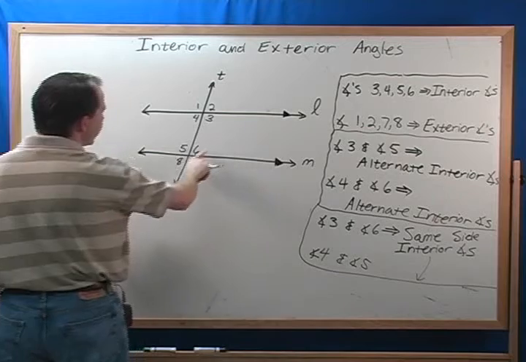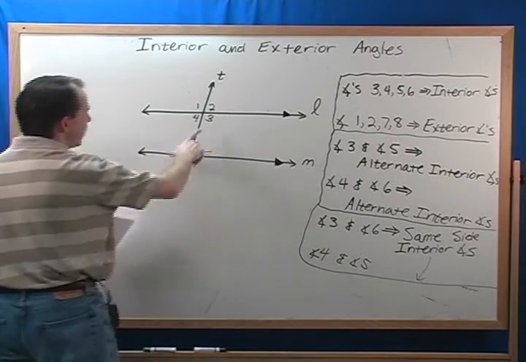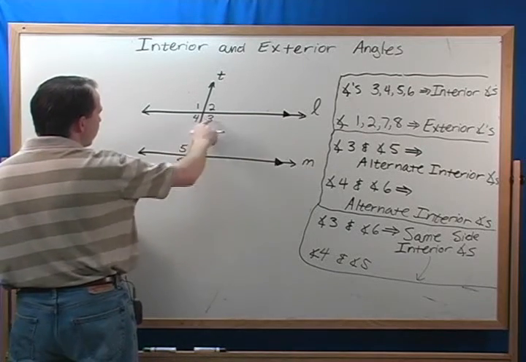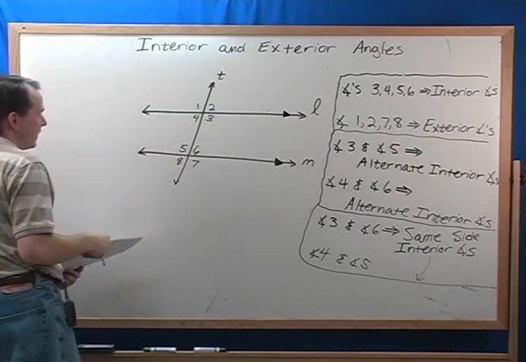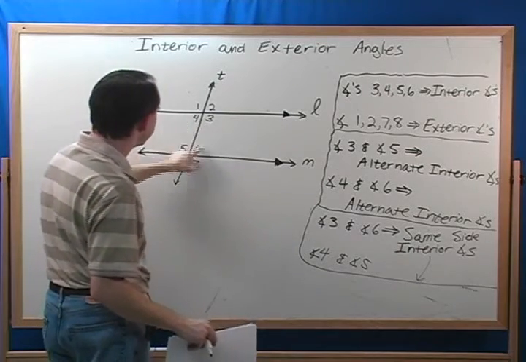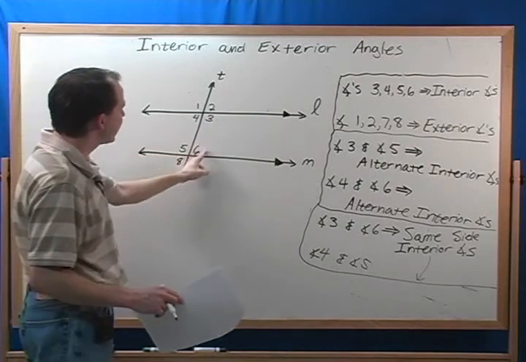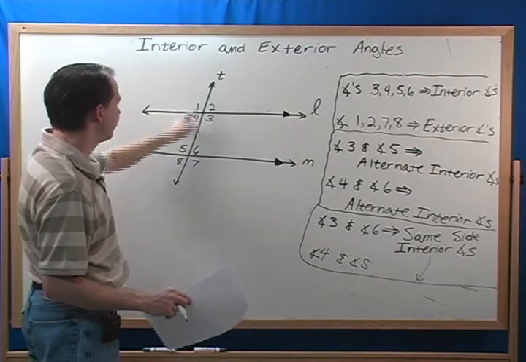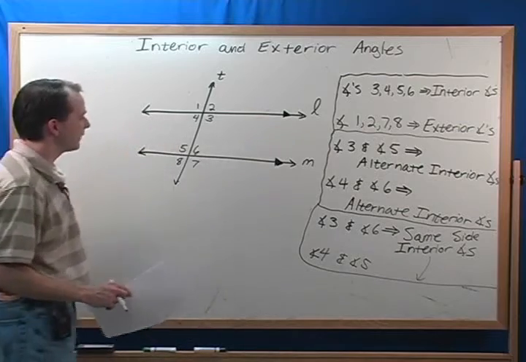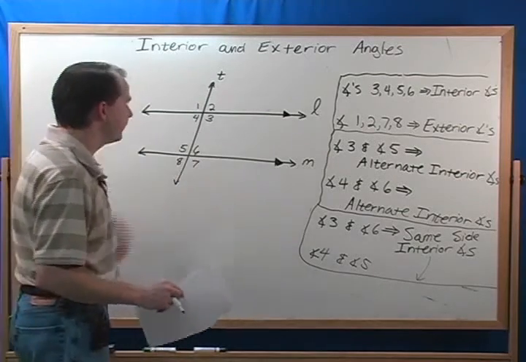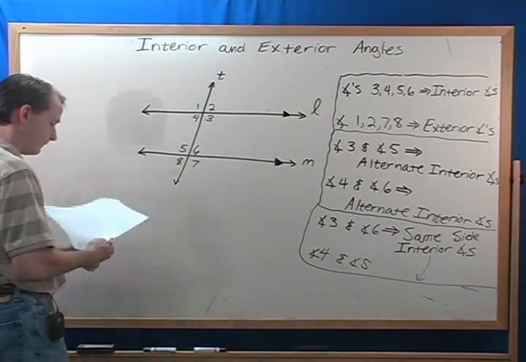You know they're interior angles because they're interior to these lines. 5 and 3 are alternate because they're on opposite sides of these lines. 4 and 6 are also alternate because they're on alternate sides of these lines here. And here are the same side angles because they're on the same side of this transversal, and the same thing here, 4 and 5. And then these guys on the outside, they're just called exterior angles.